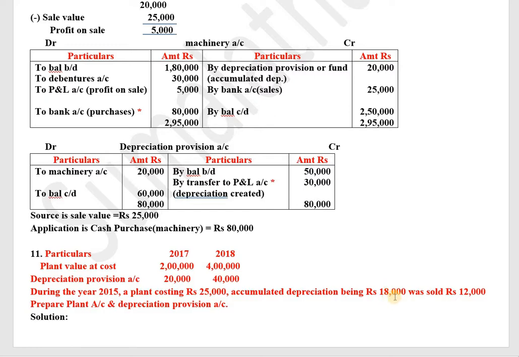Extra depreciation 18,000 is there, so to plant account you go for transferring, similar to this only. To plant account, you put 18,000. Whatever the value you get, that is the depreciation created and transferred to P&L account. And here you should get 38,000. I want you all only to do this particular problem.